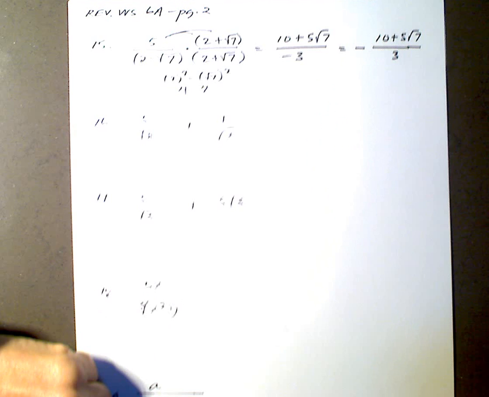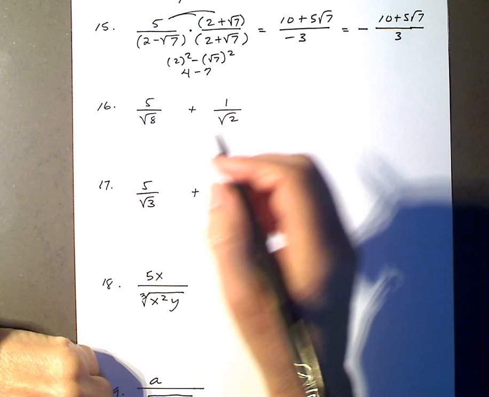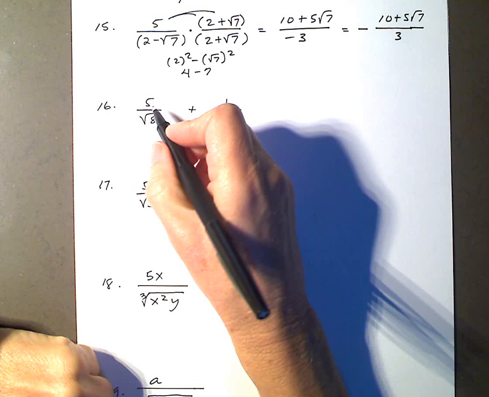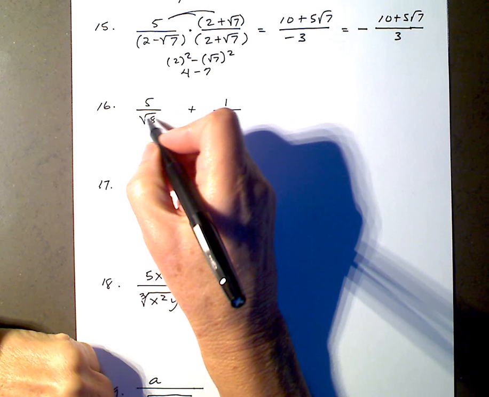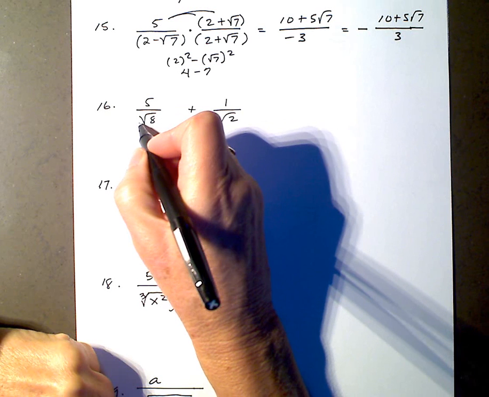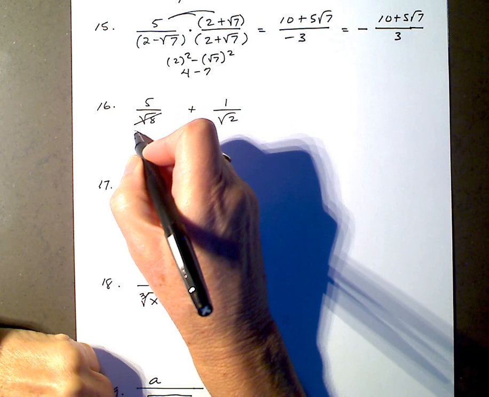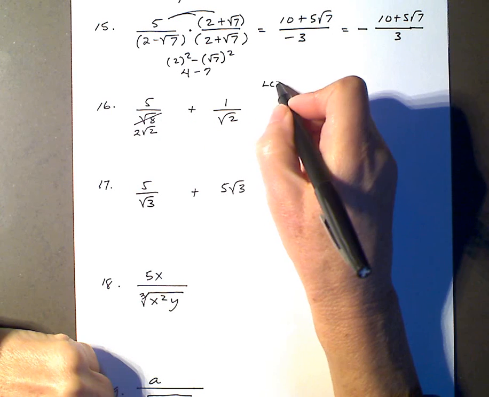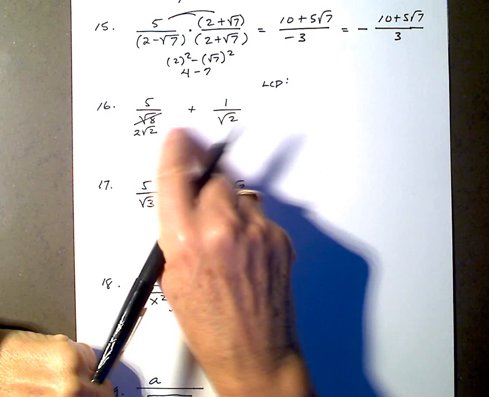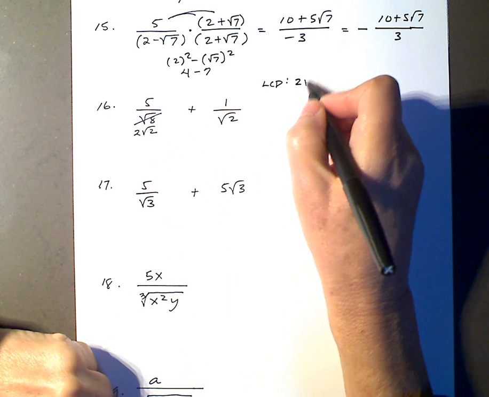Okay, number 16, we need a common denominator. I'm going to first just change this. I'm going to simplify this 8 to be 2 root 2. So I'm going to rewrite that as 2 times the square root of 2. And now I know I need a lowest common denominator if I'm going to add these two terms. And so my lowest common denominator is 2 times the square root of 2.